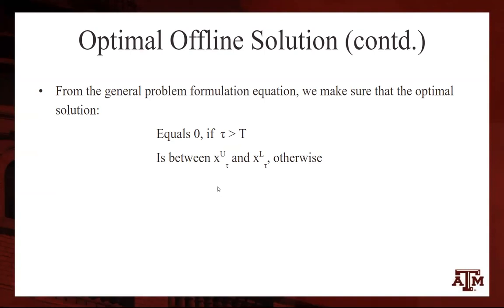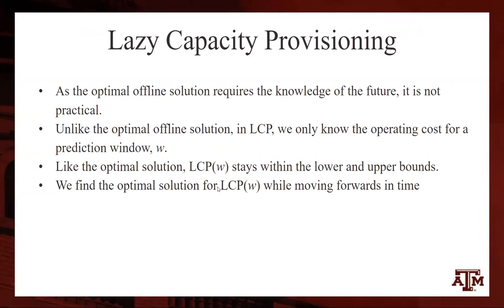So coming to lazy capacity provisioning, this is the algorithm introduced by the authors in the paper. Since the optimal offline algorithm can only predict the optimal value for a known time period, we need a better algorithm. So lazy capacity provisioning, or LCP, is the algorithm that is introduced in the paper. LCP can predict optimal values for the number of active servers for a given time period. It's called lazy because it mimics the lazy structure of the optimal offline algorithm by lazily staying between the two bounds, but while moving forward in time.